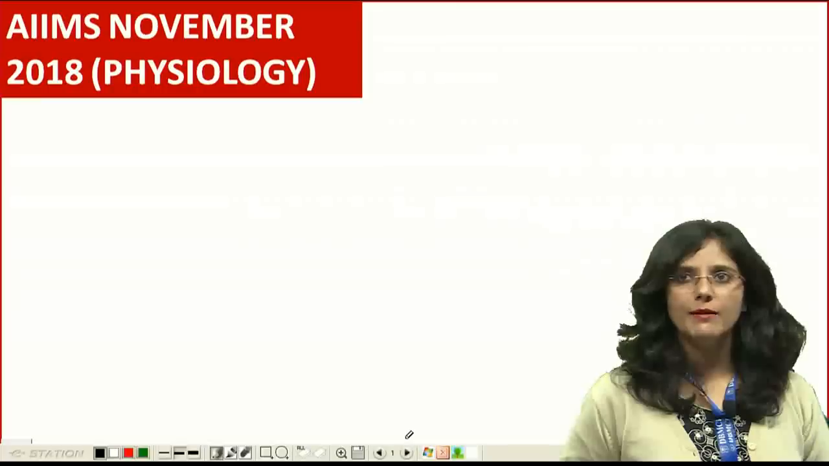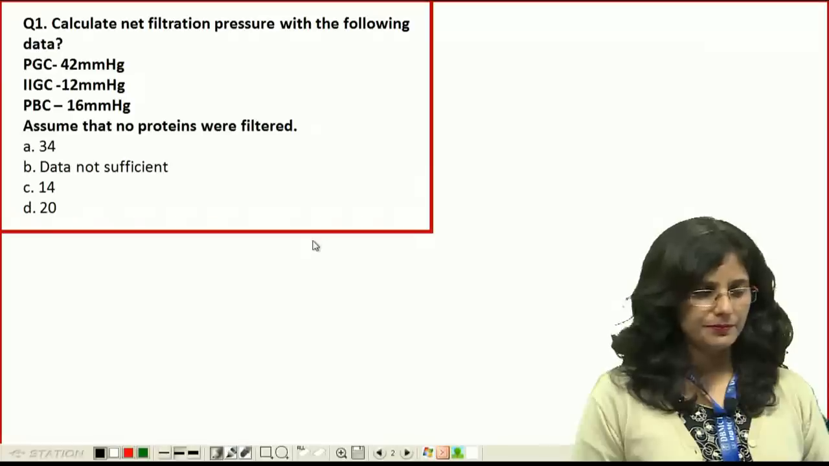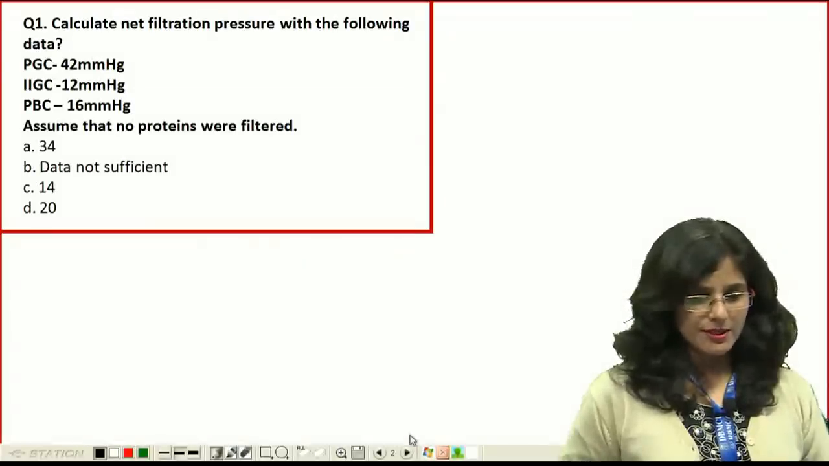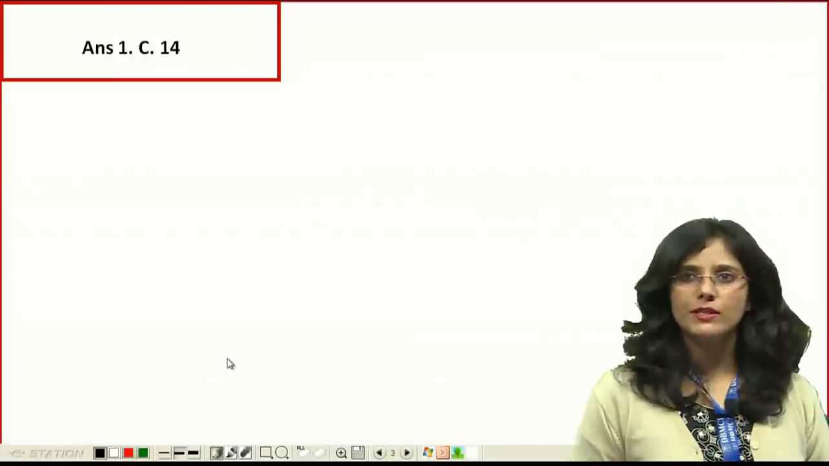Let's discuss the AIIMS November 2018 Physiology questions. Question number 1. The answer of this question is C, 14. Now, let's discuss the question in detail.